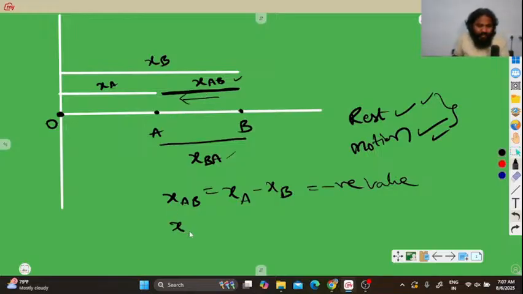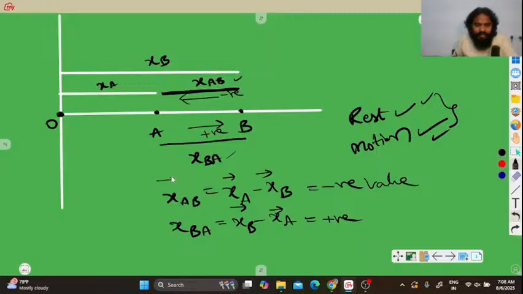At the same time, if you want the position of particle B with respect to A, that equals XB minus XA. Here XB is the greater one and XA the smaller one, so if you do XB minus XA you will definitely get a positive value. This indicates that the position of B with respect to A is on the right side, which is called positive. So XAB equals XA minus XB and XBA equals XB minus XA, with respect to directions.